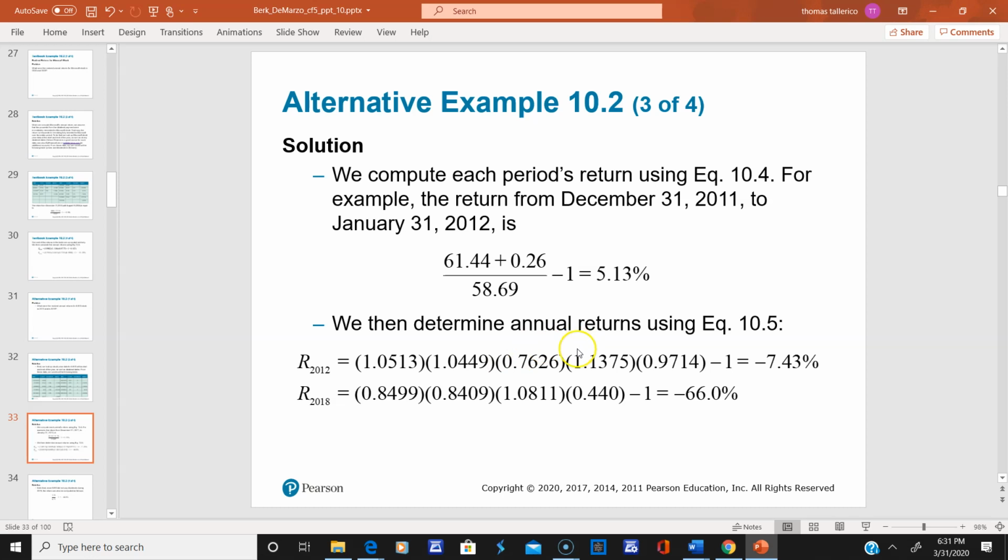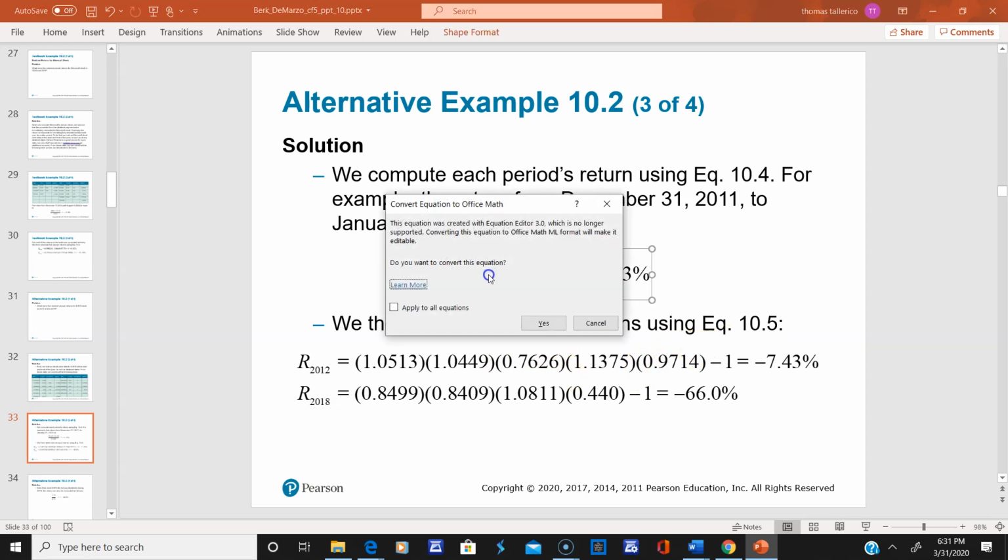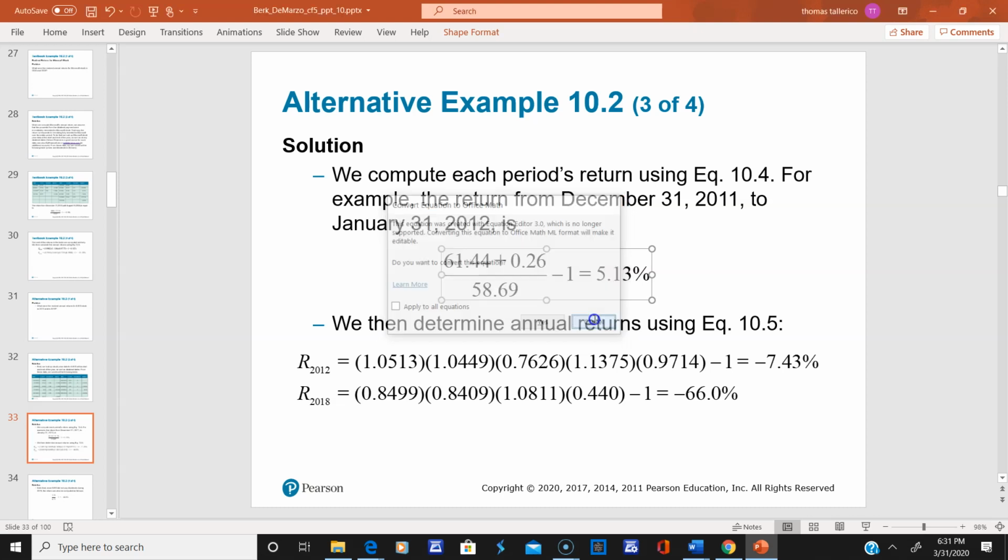So you then multiply them all together, and you'll get the return for the complete year. Notice it's for each period, right? So 4 periods: 1, 2, 3, 4. You multiply them together, you subtract 1, and you get the percent. Okay, I hope everyone's kind of clear on that.